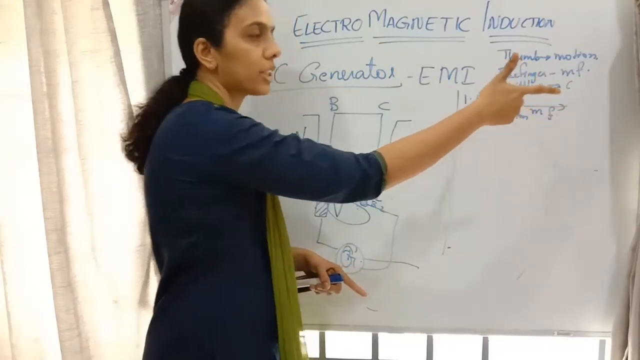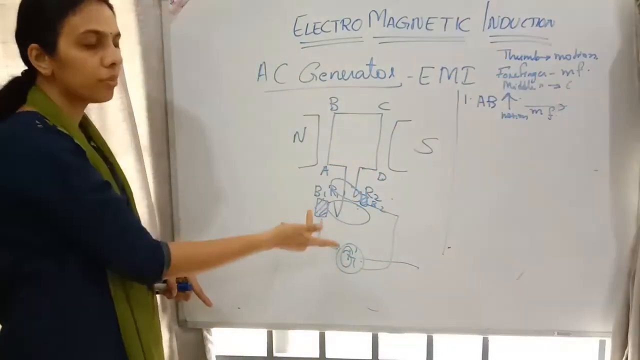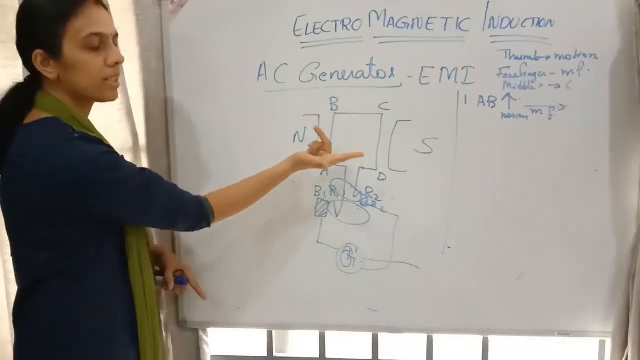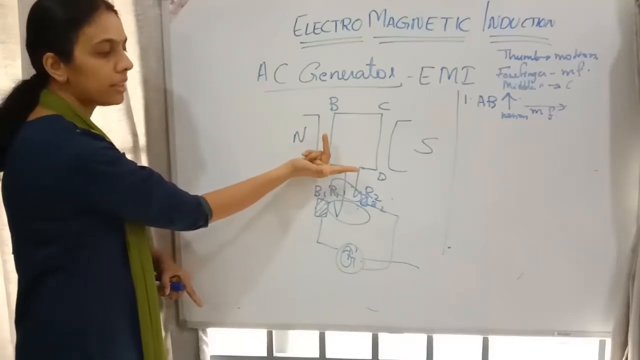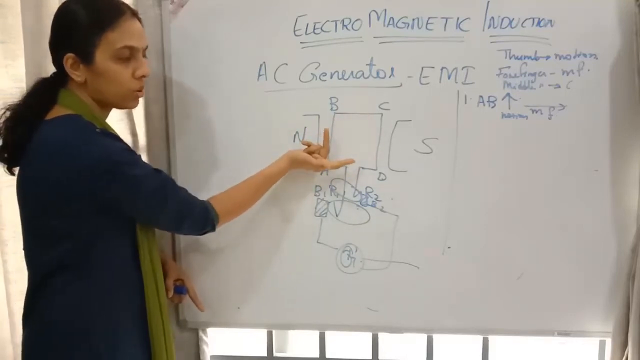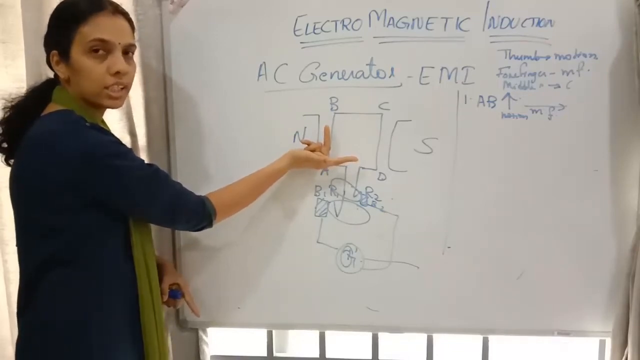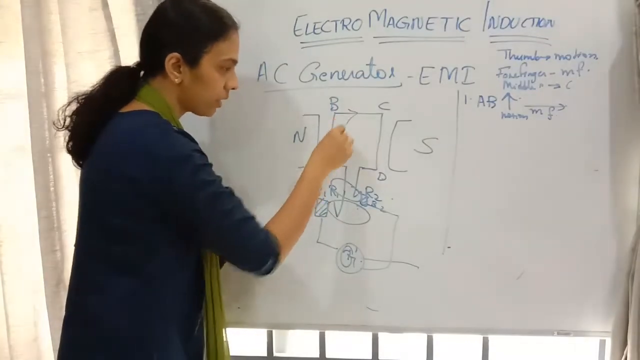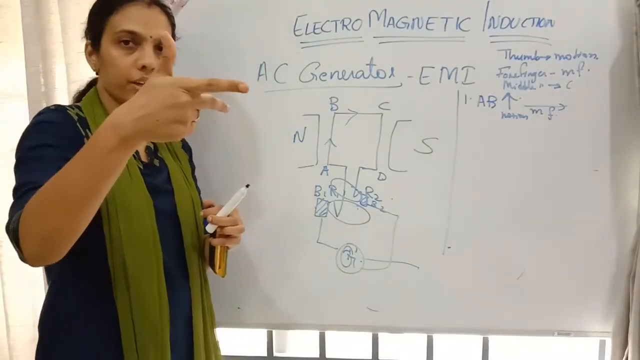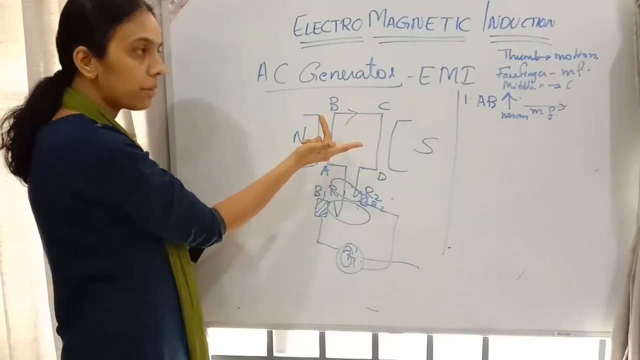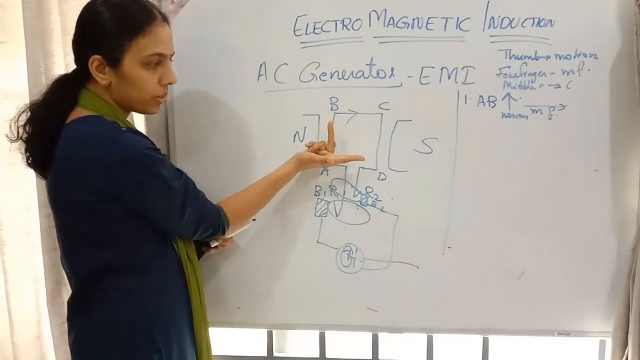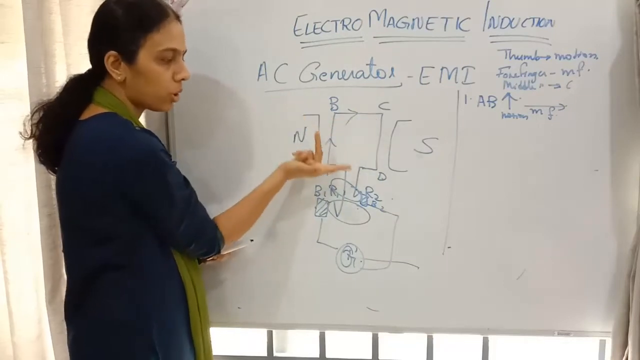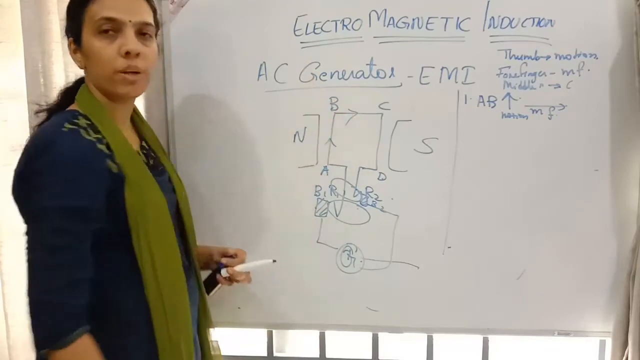So with AB moving upward and the magnetic field in this direction, what will be the direction of current? See here, if AB is moving upward, AB is coming outside the figure, and the magnetic field is moving from north to south, then in which direction is the current moving? Current is moving from A to B. In the same way, I am taking AB in the upward direction, so it is coming outside, the magnetic field is moving from north to south, so this current is moving from A to B.